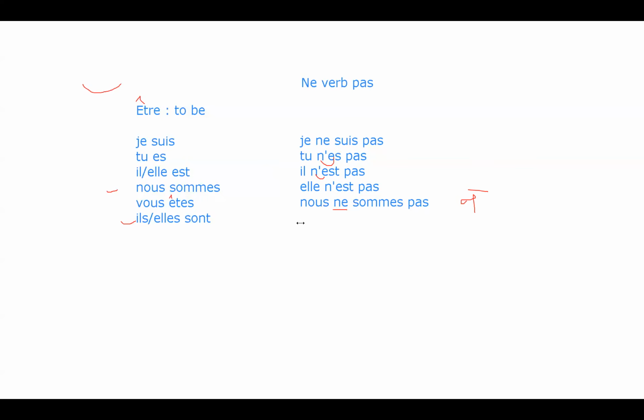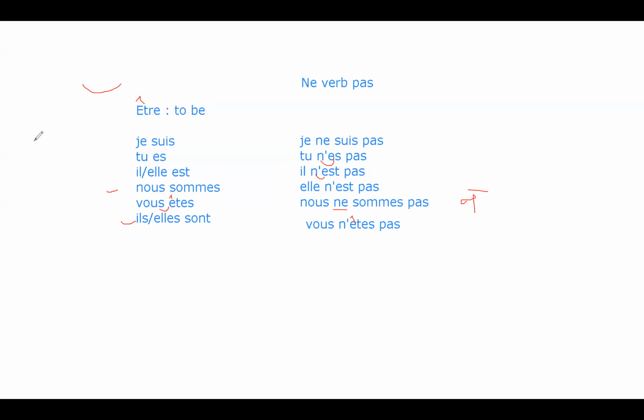Now here, vous êtes, you are. So it becomes vous n'êtes pas. Vous n'êtes pas means you are not. So you can see here, when we conjugate an affirmative sentence like vous êtes, there is a z sound. But when we negate, there are no two vowels together. There is n in between. So vous separate, then n'êtes pas. There is no z sound. This one is vous êtes, and this one is vous n'êtes pas.